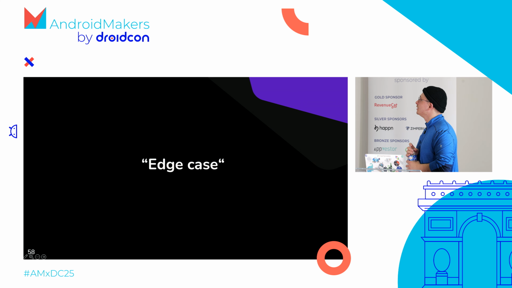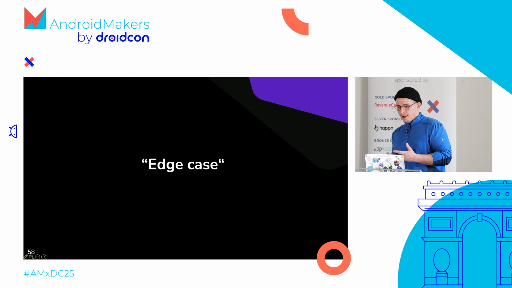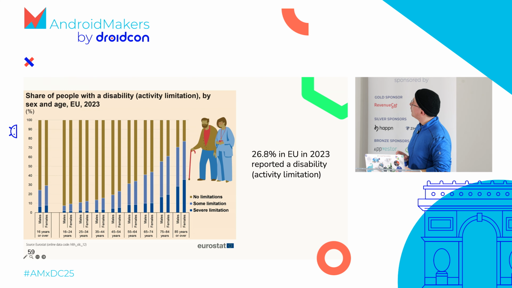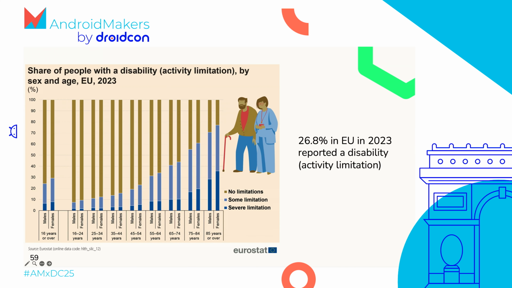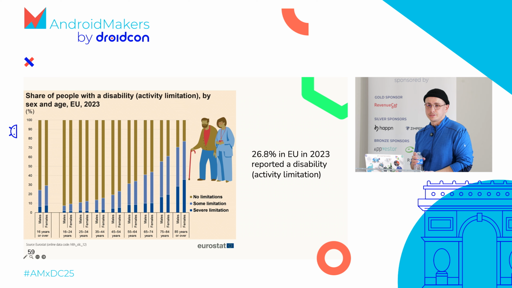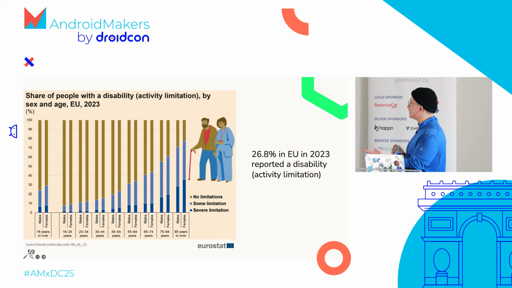Now, whenever you try to pitch this to someone, you might hear that it's just an edge case. Let me show you some statistics to show that it's not. 26.8% in the EU in 2023 reported activity limitation. So it's 1 in 4 people in the EU aged 16 and higher who reported this. It goes higher with age, of course, but we also know that we have an aging population, so this number will just keep going up.